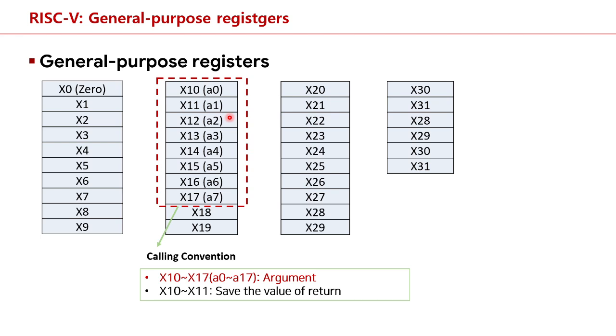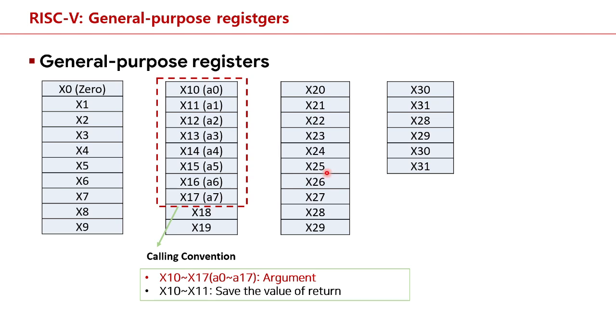After the function completes its task, it usually returns a value. That return value is stored using the A0 register. When you perform debugging, you usually take a look at the values of the arguments. So these registers are important when you debug a specific function or a particular routine.